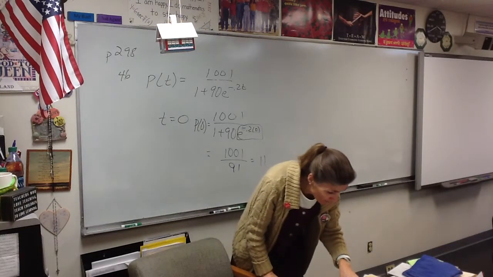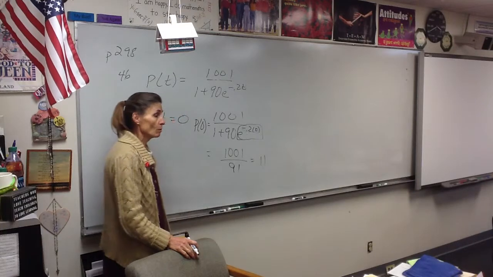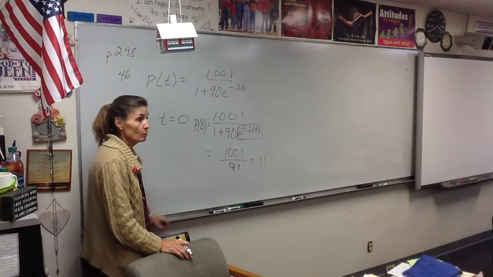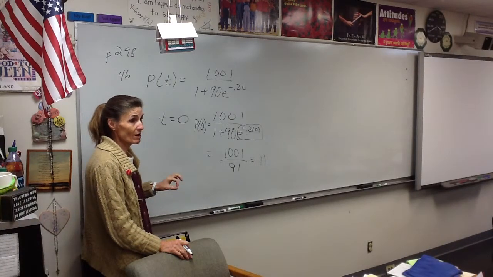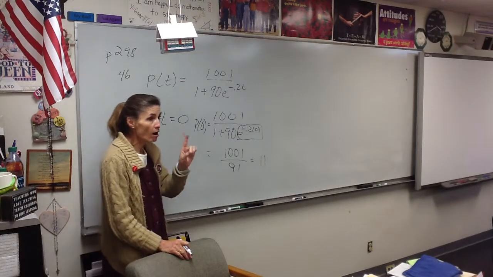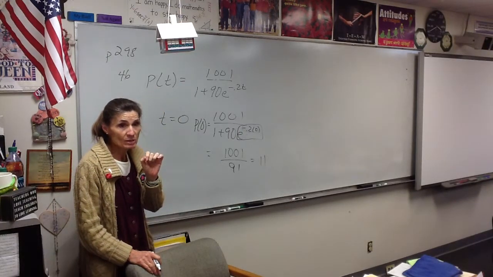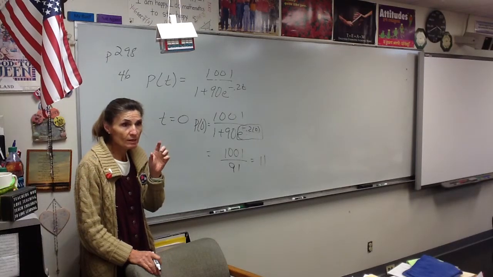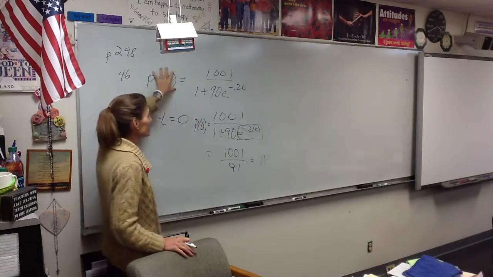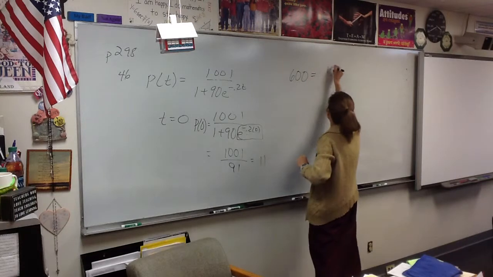When will the number of deer be 600? So what do I do? This is my equation. What do I do? Put it equal to 600. Put 600 where? 600 doesn't go in for T. T is the time. If I put 600 in for T, that would be like 600 days, or years, or whatever the time unit is. That's not what's happening here. Where does the 600 go? Right here. So I'm going to solve this equation.